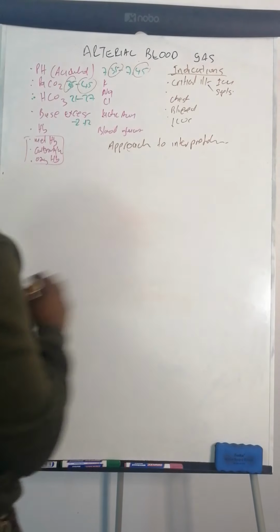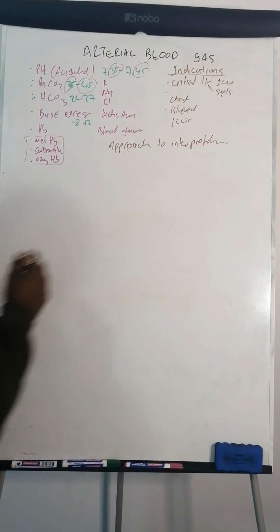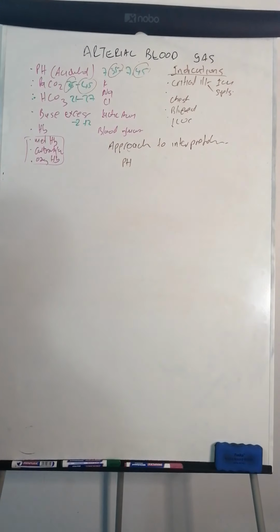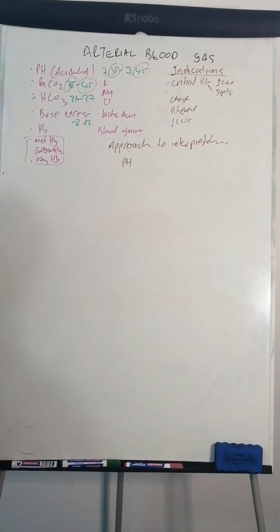Or interpretation. So the first thing that you must look at is the pH. Look at the pH. Don't worry about other things. Do it stepwise. Don't try to look at Hb, look at blood glucose, look at that and that. Look at the pH. The pH is very, very important. The acidity of the blood is very, very important, and also the temperature is very, very important.